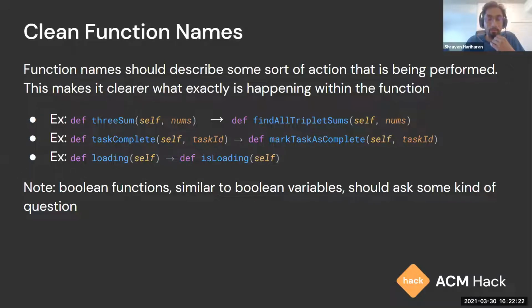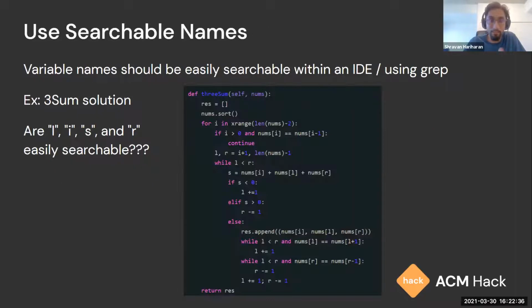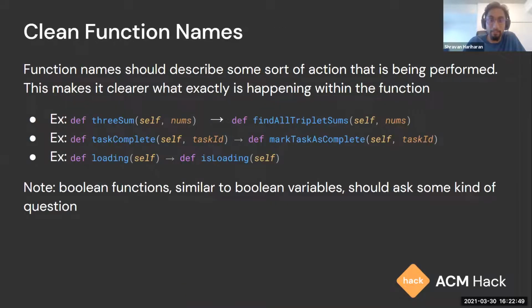Okay, let's move on to function names. Function names should describe some sort of action that is being performed, right? This makes it easier and clearer to know exactly what is happening within the function. So let's look at the 3sum code. This is the function name that LeetCode provides. I don't know what 3sum means. Is it supposed to return all the sums, or what exactly is it supposed to do, right?